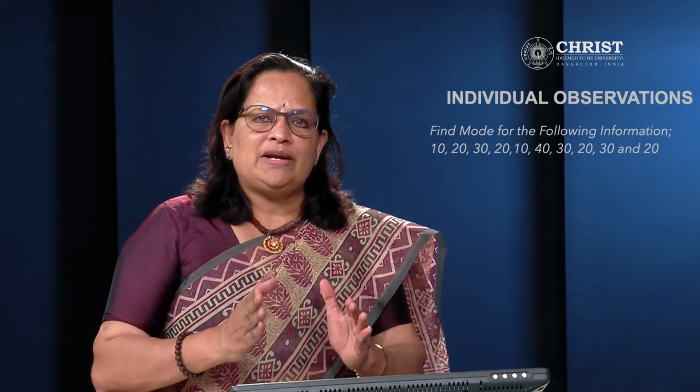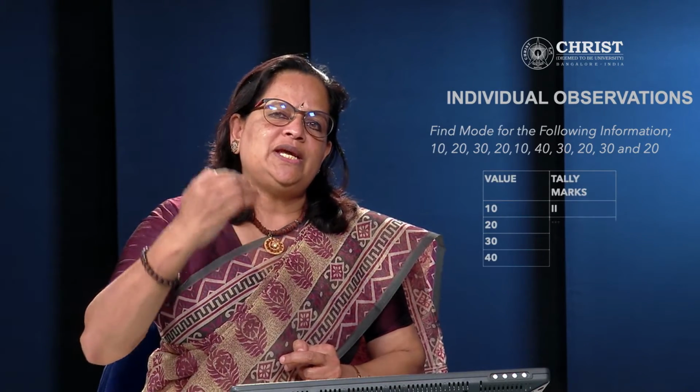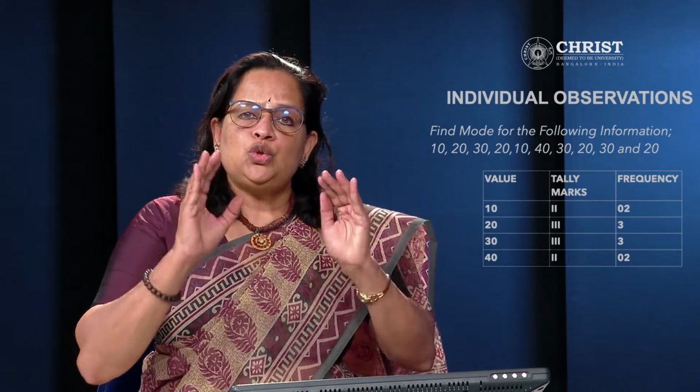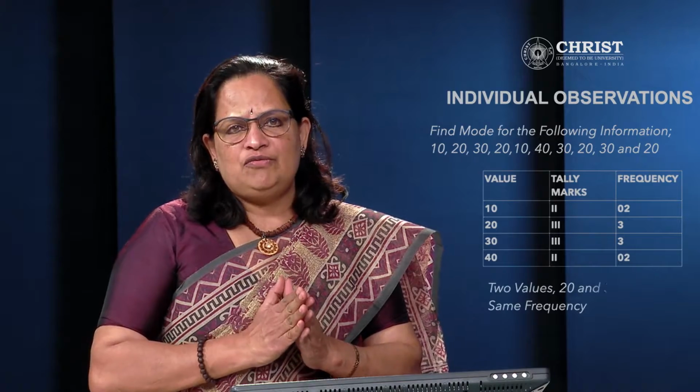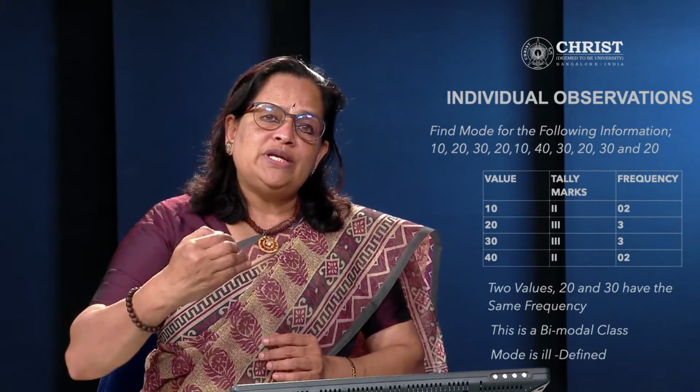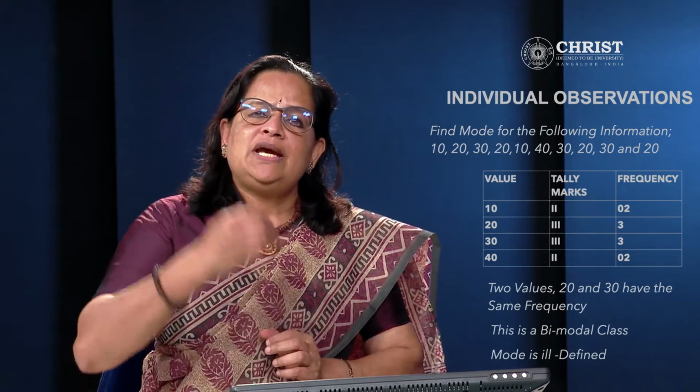Now we will come to a bimodal class. Find the mode using the following information. Values 10, 20, 30, 20, 10, 40, 30, 20, 30 and 20. Now we will see how we analyze this. We write the values, tally marks and frequency values. But here you can see that values 20 and 30 have the same frequency, 3 each. Two values, 20 and 30, have the same frequency. So this is called a bimodal class, and the mode is ill-defined.